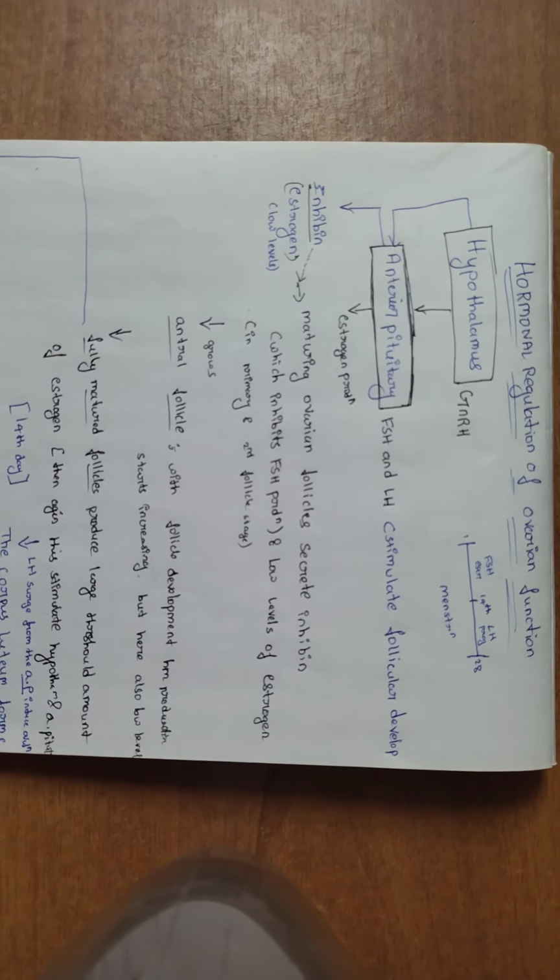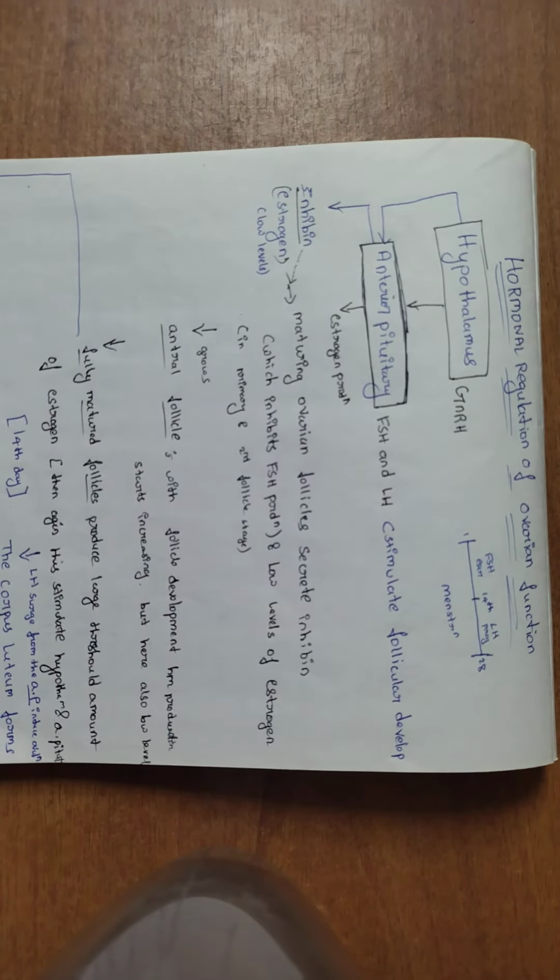One more thing I forgot to tell. The estrogen is produced by two types of cells. One is from the antral fluid. In the antral fluid, these steroid hormones are produced, and in the theca interna. In the theca interna, androgen is produced by FSH stimulation.